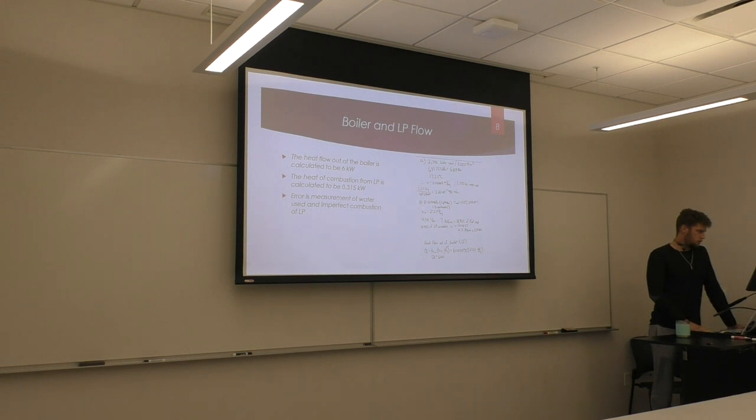Boiler and the liquid propane flow. The calculated heat flow out of the boiler was 6 kilowatts. The heat of combustion from liquid propane calculated to be 0.315 kilowatts. These don't add up, and I'm assuming it's because I only know the water going through the system for the entirety of the experiment, which includes the non-steady state conditions, but a lot of the math was done for the steady state conditions. So that is what I think was the discrepancy.